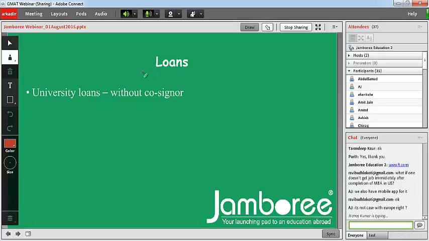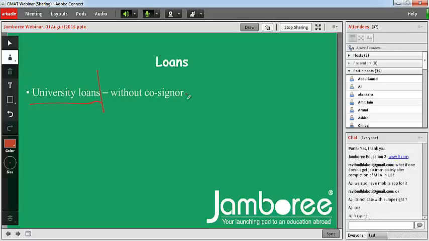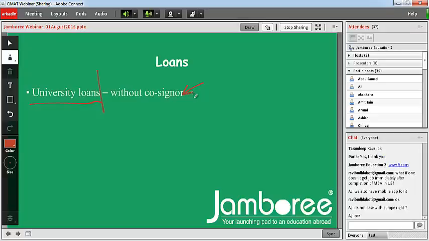So now, loans. One interesting thing is university loans. Universities, in addition to giving scholarships and tuition waivers, also give loans. Now these loans have 2 categories. One type of loan is without a cosigner. That means you don't have to have any guarantor, you don't have to give any property documents, nothing, right?